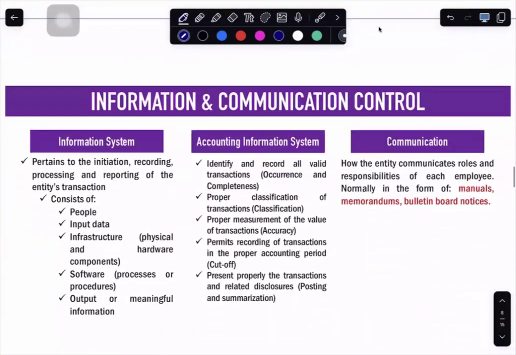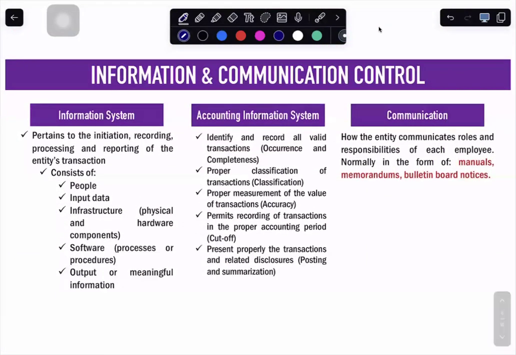Next, we have your information and communication control. So for your information system, we have already discussed or covered this one when we had your IT. So it consists of people, data, infrastructure, software, and output. We also have your accounting information system. And then lastly, what's new here is communication.